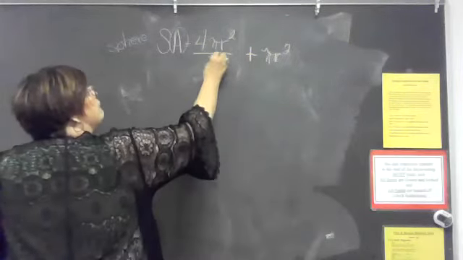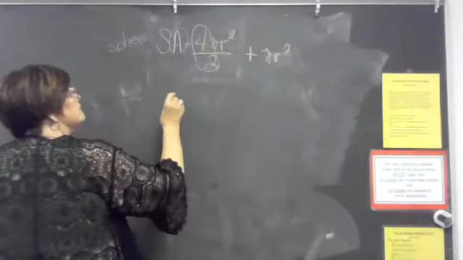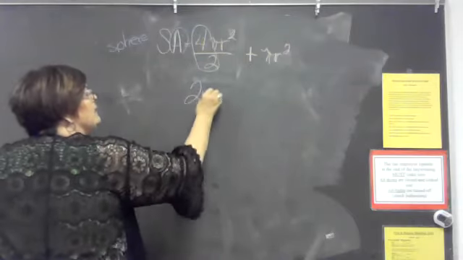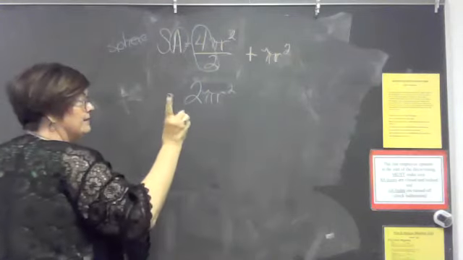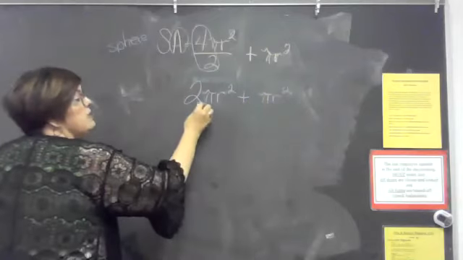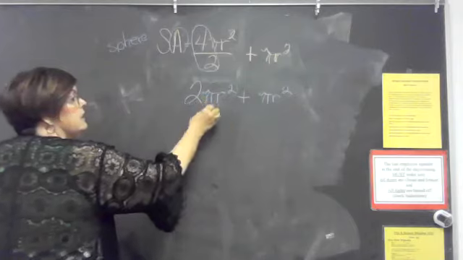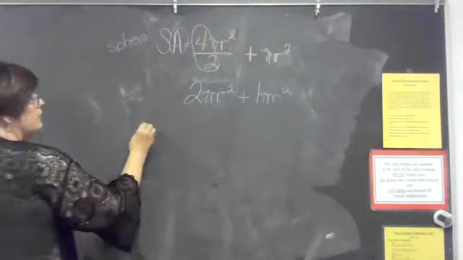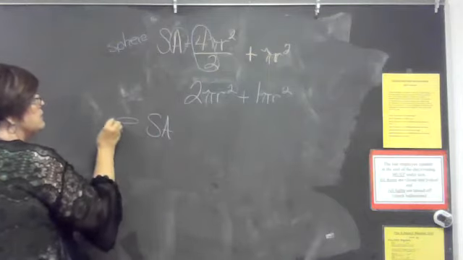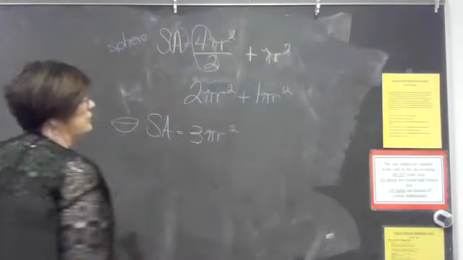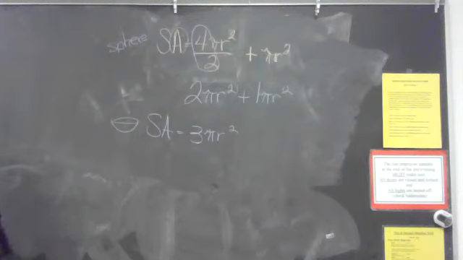Watch this. 4 divided by 2 is what? 2. Divided by 2, it's 2. It's 2 pi r squared, correct? Yes. Plus pi r squared. So here are 2 of the pi r squareds, and we added 1 more pi r squared to it. Oh my God. So your shortcut for the surface area of a hemisphere is 3 pi r squared. That's how you find the surface area of a hemisphere.